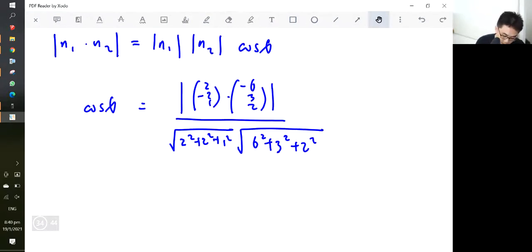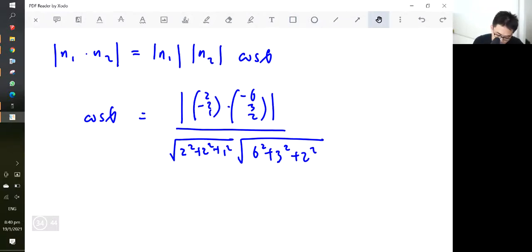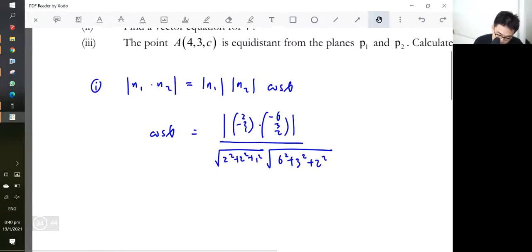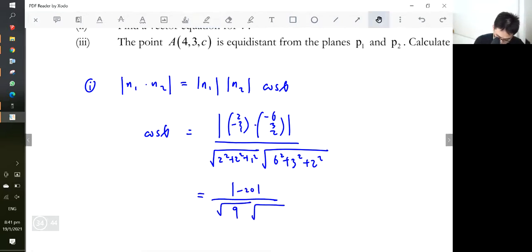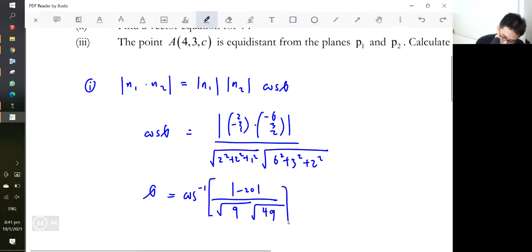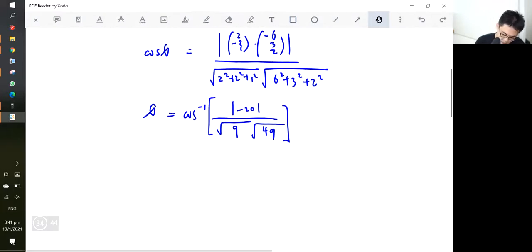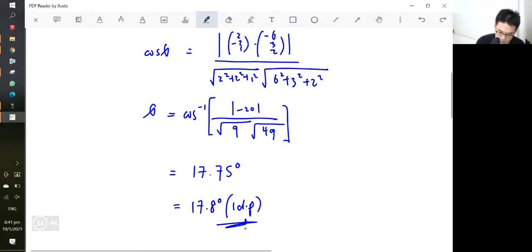King calculator lah. Nothing much there. 12 minus 6 minus 2. They want acute angle, right? So just mod it. 9 49. Okay, there you go.